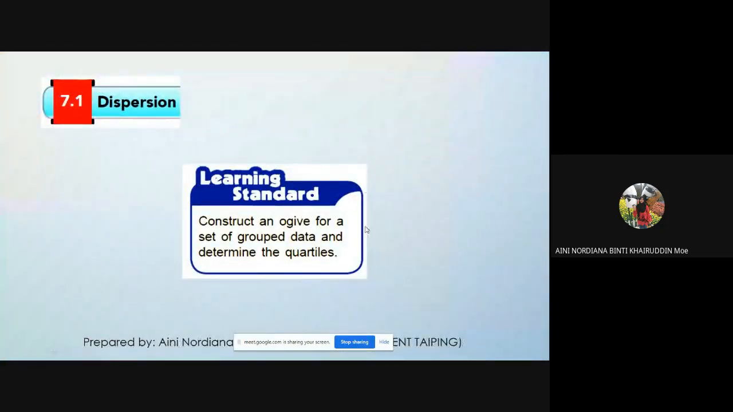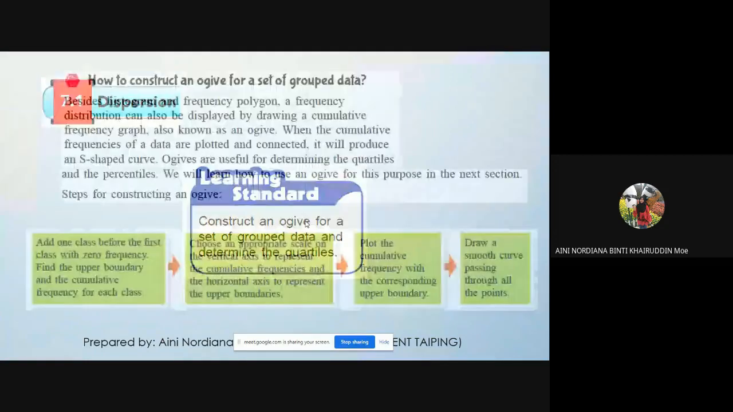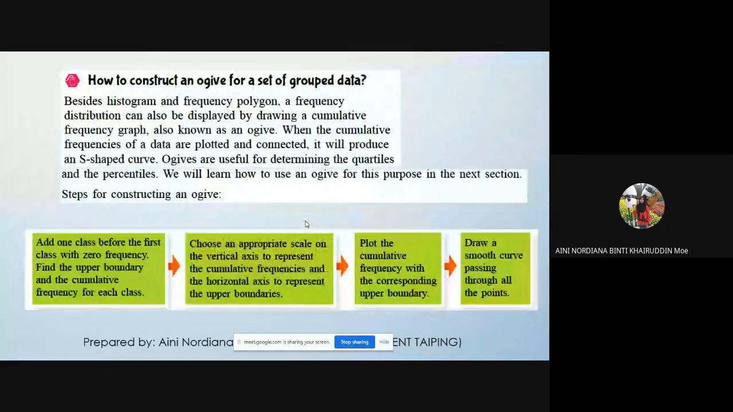Okay, learning standard for today's lesson: construct an ogive for a set of group data and determine the quartiles. Okay, this is the last graph for this chapter, which is ogive. You dah lukis histogram and frequency table, frequency polygon. So how to construct an ogive for a set of group data?